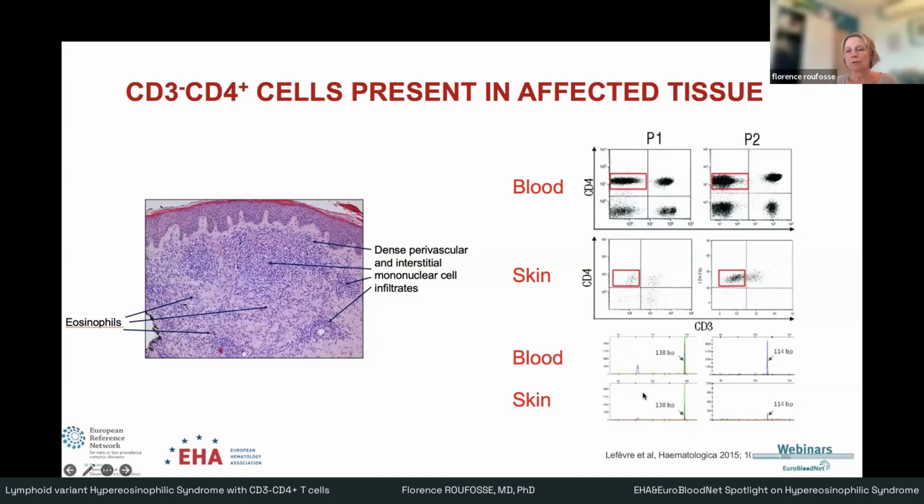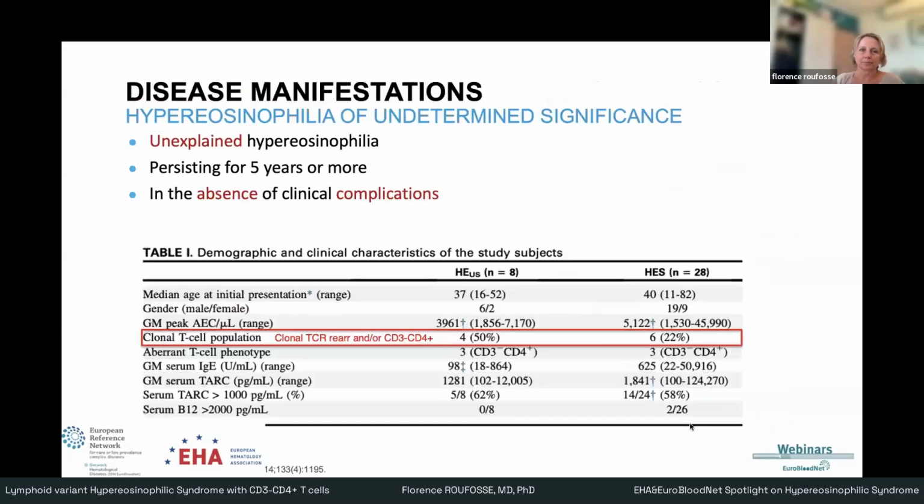And if you look at the TCR gene rearrangement pattern in the skin, it's the same as that seen in blood. So clearly, these abnormal T cells are infiltrating the tissues which are clinically affected. Just to be complete on the clinical manifestations of this disease, some patients have hypereosinophilia of undetermined significance, meaning patients who have apparently unexplained hypereosinophilia, which is persistent but completely devoid of target organ damage.